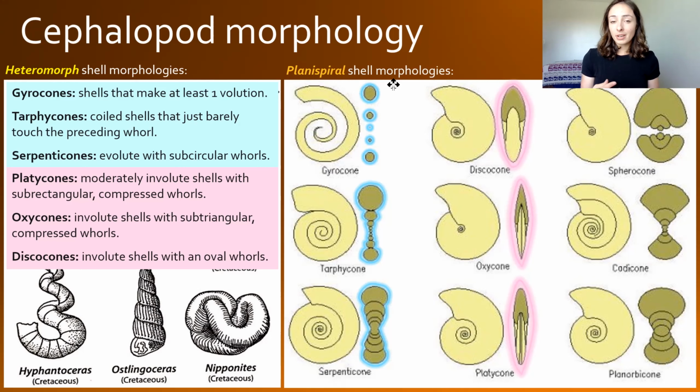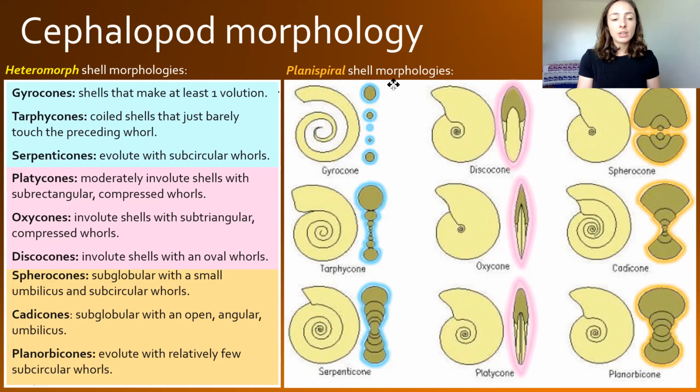So they have some of their inner coils shown, but some are covered up. And these have subrectangular compressed whorls. So they were also likely pretty streamlined. Then we have spherocones at the top right here, which are subglobular and are very thick and probably wouldn't be the fastest swimmers. And they also have a very small umbilicus. And then catacones are also subglobular with an open angular umbilicus. And then planorbicones are the last shell type we see at the bottom right here. And these are evolute, so their inner coils are shown and not covered up. And these have relatively few subcircular coils. So they're similar to the serpenticones, but they have fewer coils.